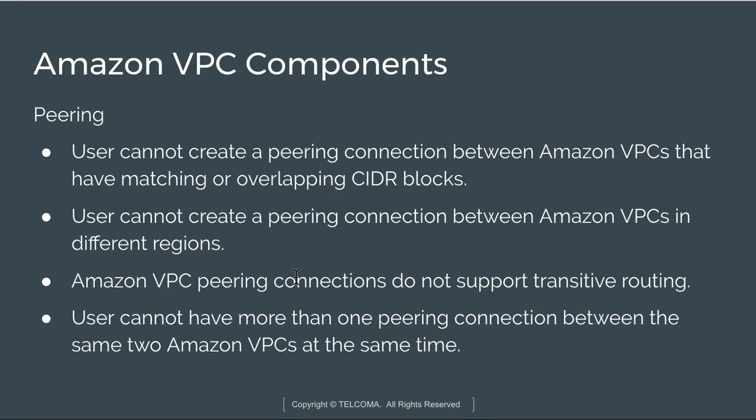A user cannot create a peering connection between Amazon VPCs that have matching or overlapping CIDR blocks. That means we require different CIDR blocks for the two VPCs. You also cannot create a peering connection between VPCs in different regions. That means for virtual private cloud peering, the VPCs must be in the same region. Amazon VPC peering does not support transitive routing, as we discussed. A user cannot have more than one peering connection between the same VPCs at the same time.